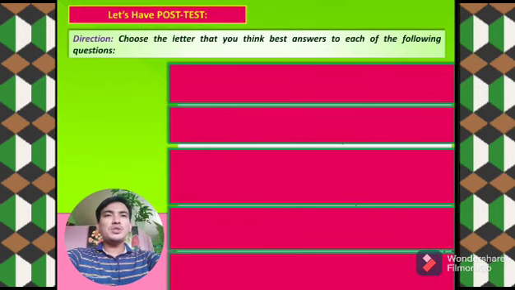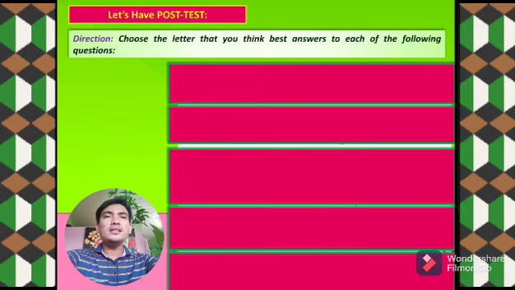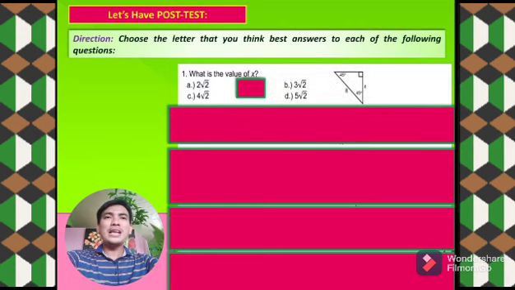Now let us proceed with the post test. With the directions, you're going to choose the letter that you think best answers each of the following questions. Again, I'll be giving you 5 seconds to answer the question. Then I will reveal the correct answer afterwards. Alright, let's start with number 1. What is the value of x in the figure? Ready? Start.